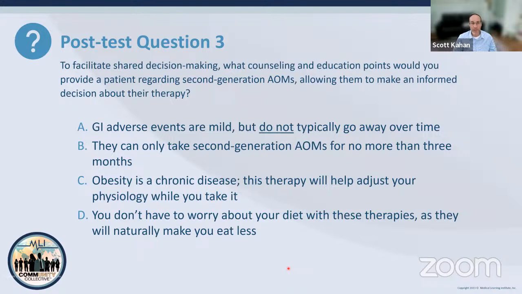And here, you're right on with the answers here. Obesity is a chronic disease. This therapy will help adjust physiology while taking it. In fact, we do need to attend to diet and exercise and our health behaviors. The medicines, if they work well, will make it easier, but they're not magic. They don't just make the weight magically come off. So with that, we covered the key parts that I wanted to cover today.